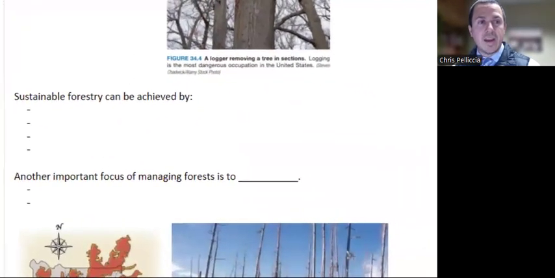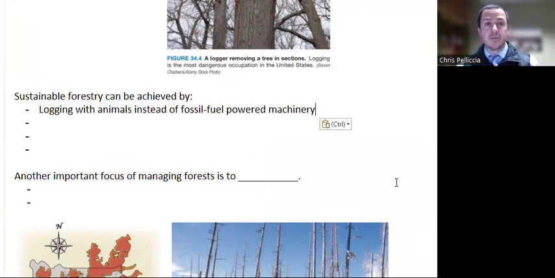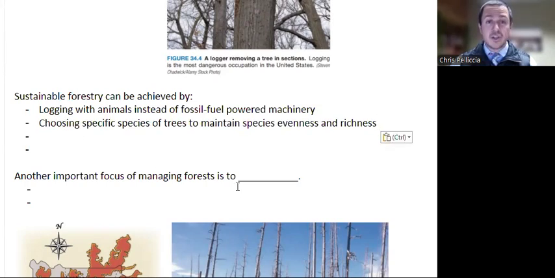There's going to be a variety of techniques that accomplish sustainable forestry. One thing you could do is log with animals. Logging with animals instead of fossil fuel powered machinery is going to reduce emissions. Second, you could choose specific species of trees to maintain species evenness and species richness. So this would be reducing the incentives for clear cutting. This would be increasing incentives for reforestation and diverse reforestation.